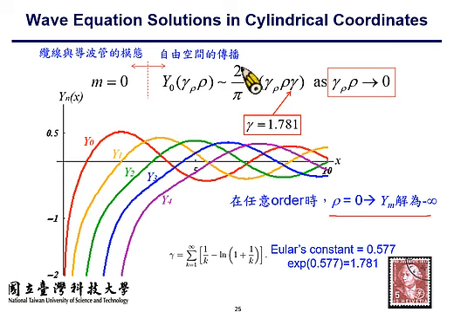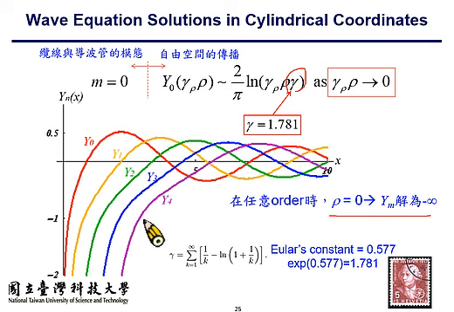Okay, here we have another gamma. This gamma is not the gamma we referred to before, I'm sorry about that. This gamma is the exponential of the Euler constant. Euler's constant is 0.577, and the exponential of it is 1.781. So this number is 1.781, and gamma rho is the projection of the propagation constant on the rho direction. Rho is the distance from the z-axis.